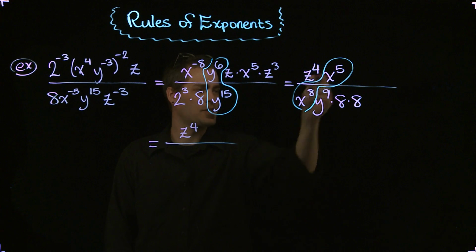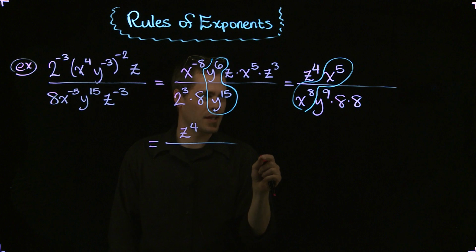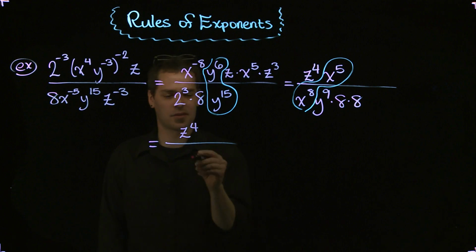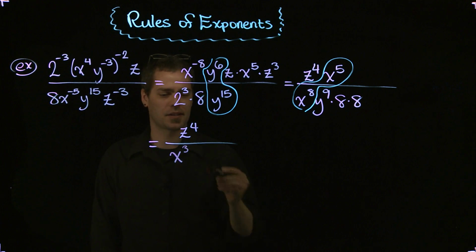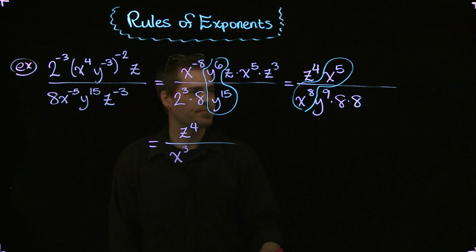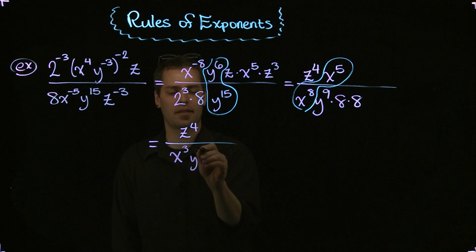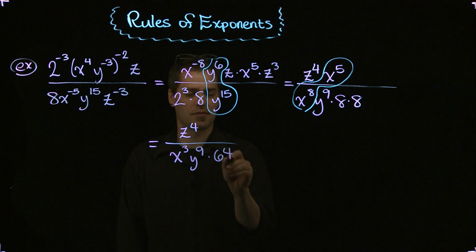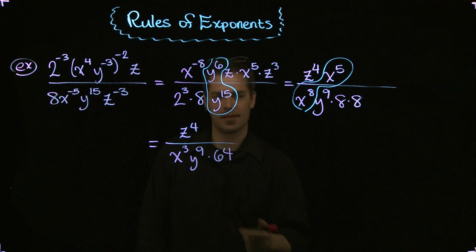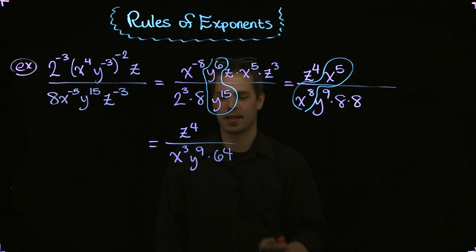And I'll use that subtraction rule in reverse again. So 8 minus 5 is 3, but since the higher power is on the bottom, that x cubed lands on the bottom. And I still have a y to the 9th. And 8 times 8 is 64, so this is times 64. And that right there is actually fully simplified. I could leave it like that.